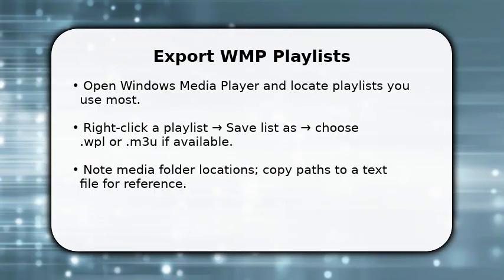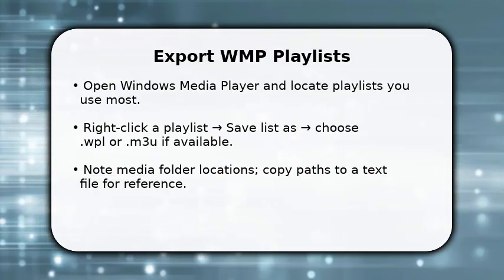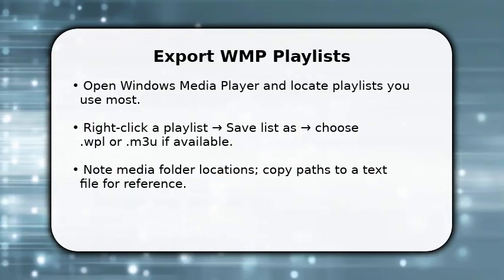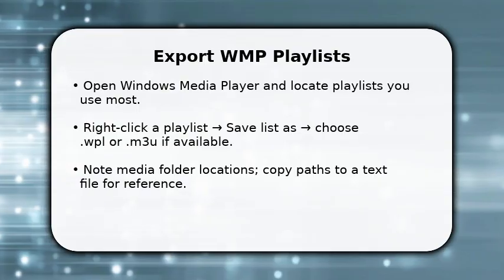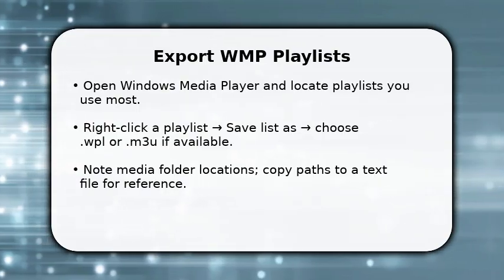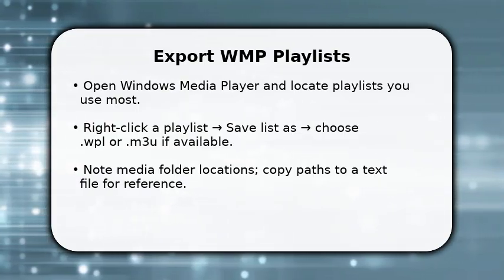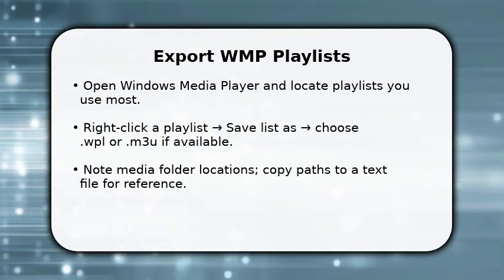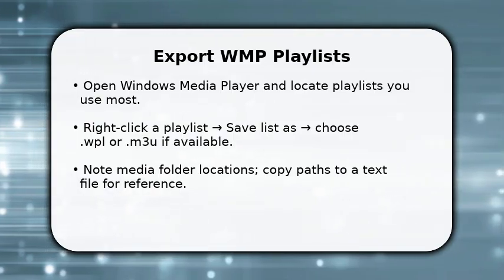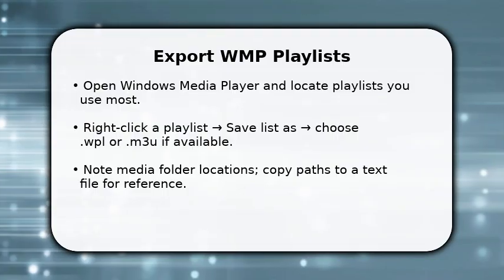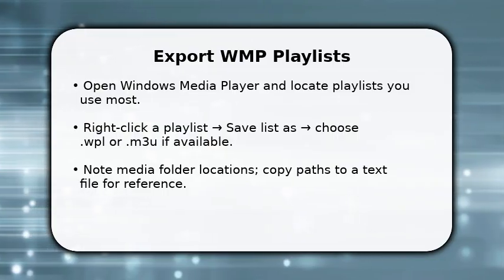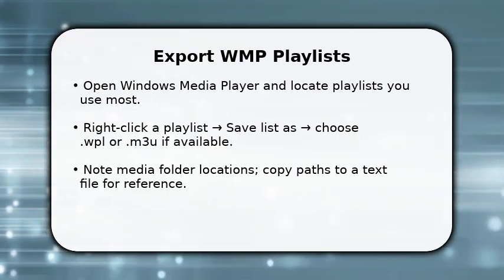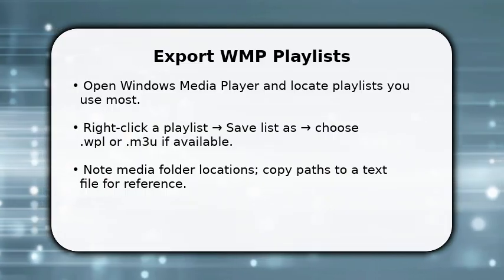You start by exporting the lists and collecting paths so VLC can recreate your setup. Open Windows Media Player, select a playlist, then use Save List as to write a WPL or M3U if offered. Once done, collect the media folder locations and paste them into a single text file so you know where files live. This step avoids missing files later and speeds import.